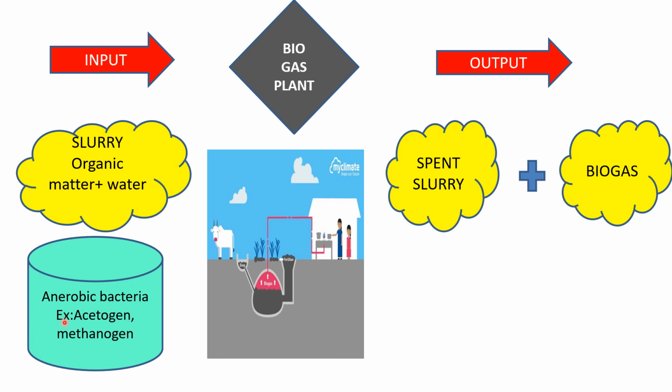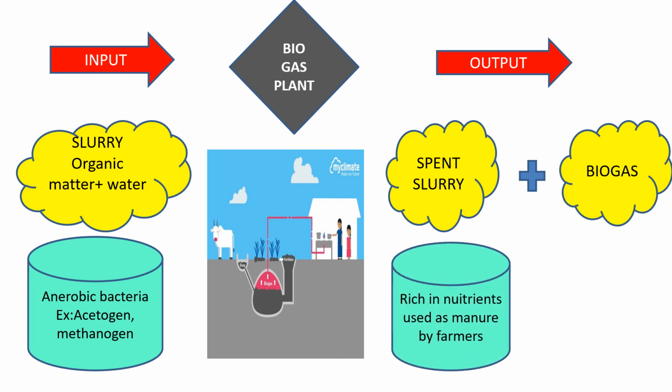Examples of anaerobic bacteria: you have to remember the names of these, because they ask the names of the microorganisms present in the biogas plant or helping in the production of biogas. They are acetogens and methanogens. Now, this spent slurry, since it is very rich in nutrients, is utilized by farmers as manure.